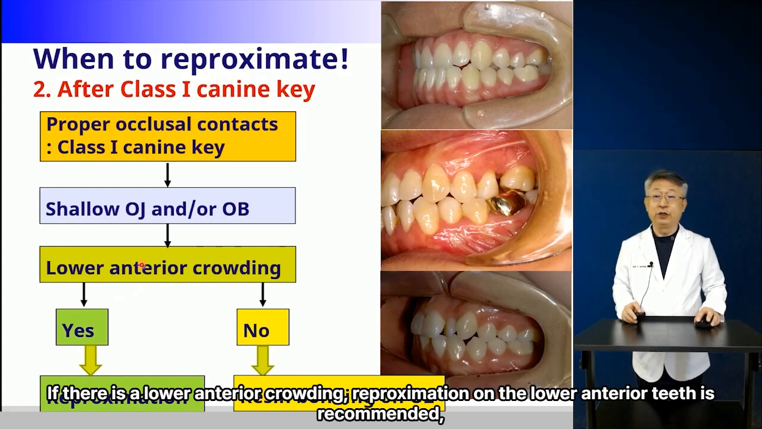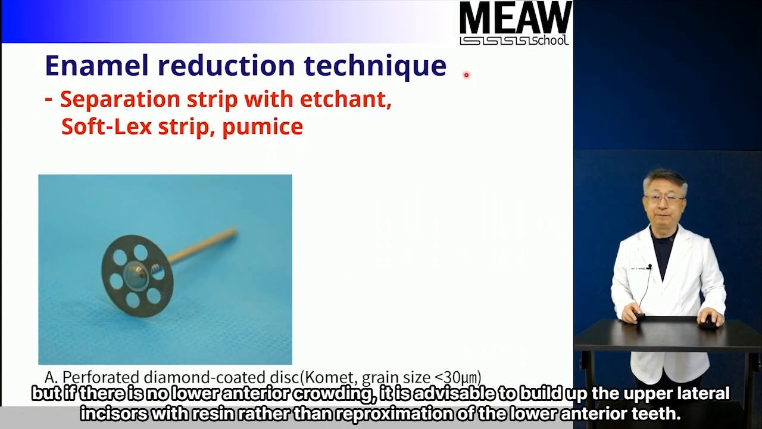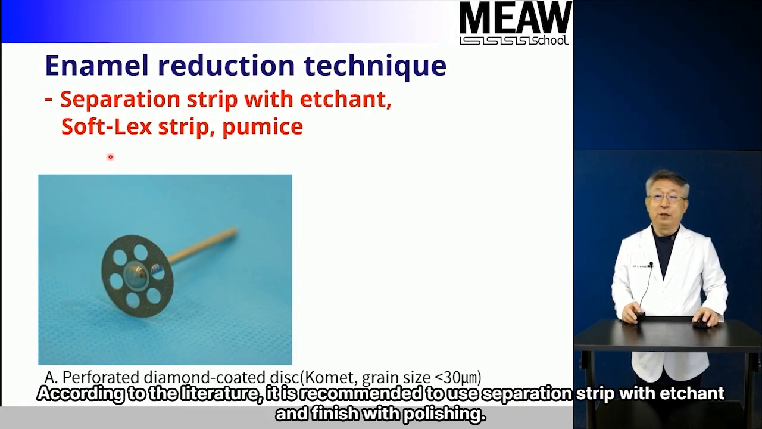If there is a lower anterior crowding, reproximation on the lower anterior teeth is recommended. But if there is no lower anterior crowding, it is advisable to build up the upper lateral incisors with resin rather than reproximation of the lower anterior teeth. According to the literature, it is recommended to use separation strip with etchant and finish with polishing.